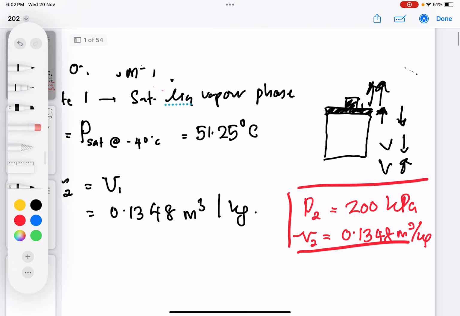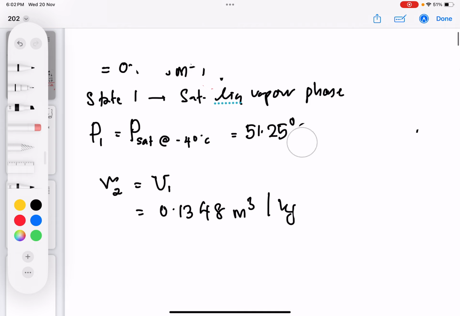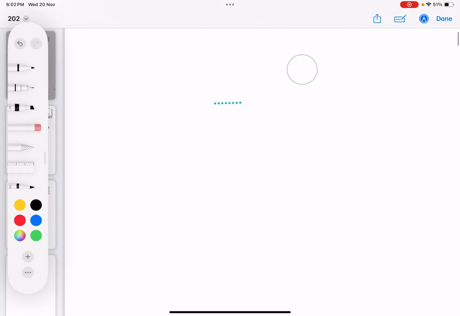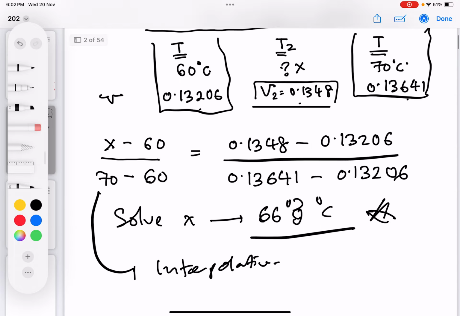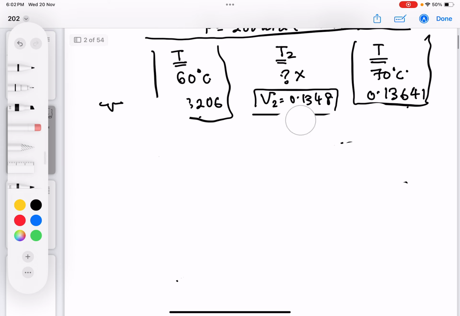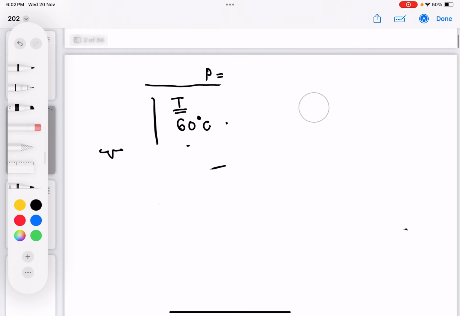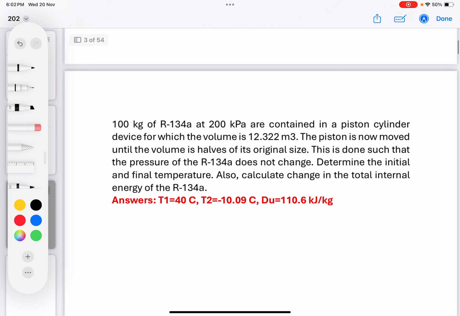So now I'm going to move to the second part of the questions. First, let me erase everything. Sometimes they give me the working fluid of refrigerant. Sometimes they use water. The only difference is to use a different table, so don't worry much about the working fluids. Now I'm going to move to the second part of the question.